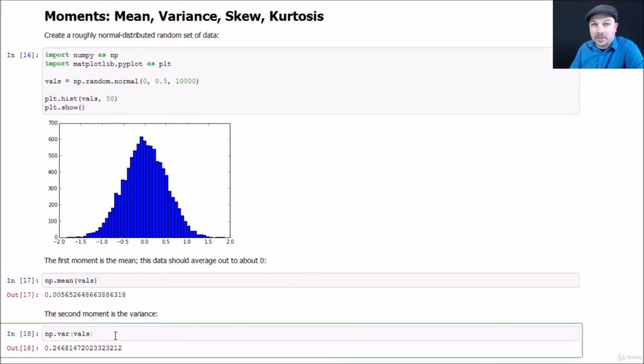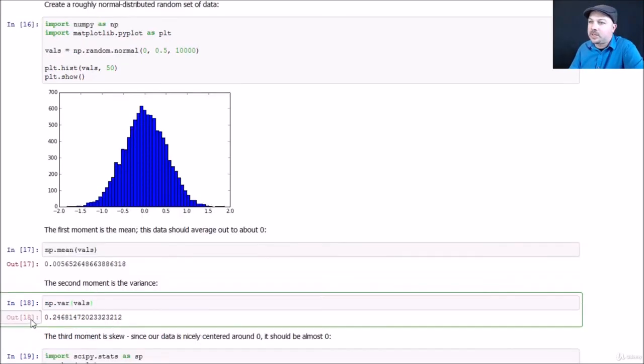The second moment, just another name for the variance, works out to be about 0.25. And again, that works out with a nice sanity check. Remember that standard deviation is the square root of variance. And if you take the square root of 0.25, it comes out to 0.5, which is the standard deviation we specified while creating this data. So again, that checks out too.